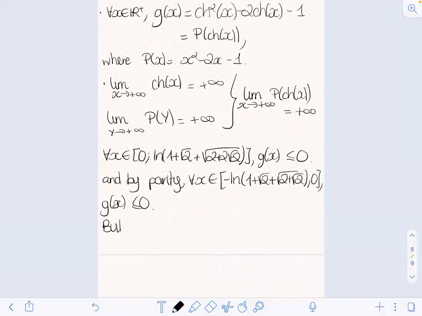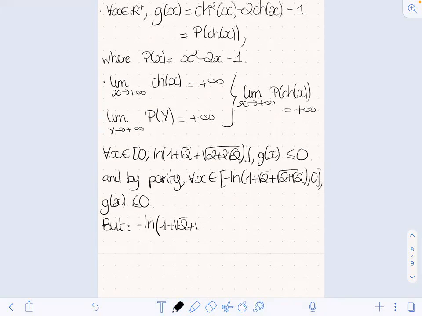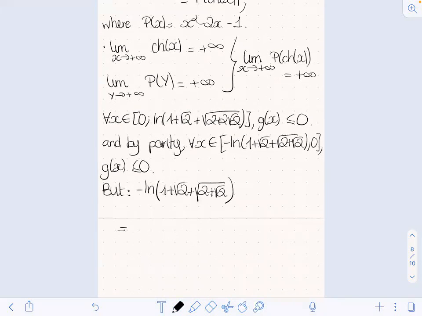But what we can do is prove that minus this logarithm term is actually the second root that we came up with in question 1. If we take minus logarithm of 1 plus square root of 2 plus square root of 2 plus square root of 2, what we hope, for all our calculations to be coherent, is that this is equal to the second root of question 1. And if we work with the logarithm function, we can write this as the logarithm of a fraction.